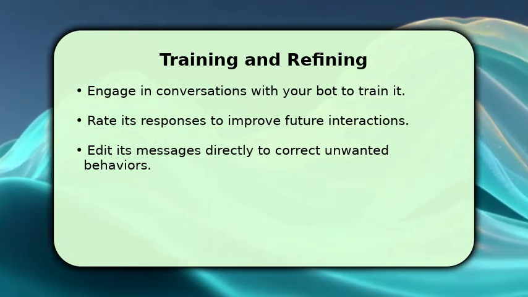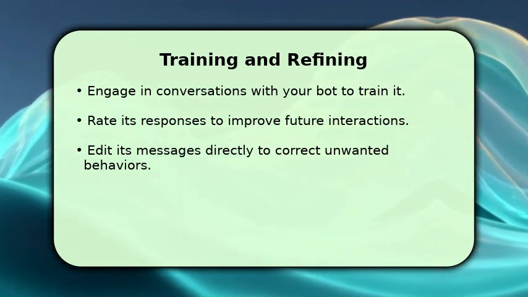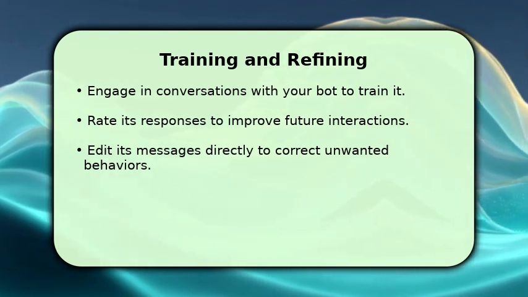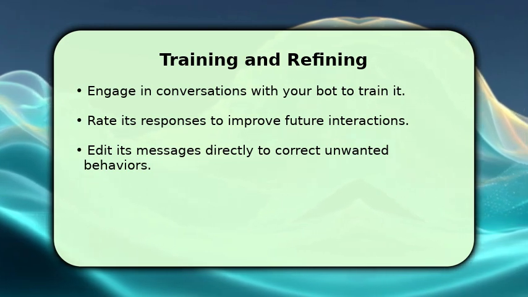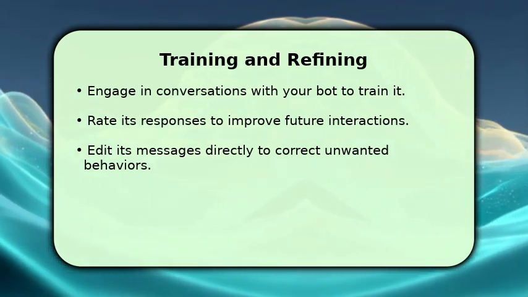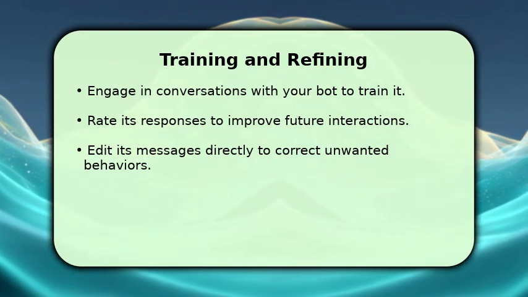If a response is particularly good or bad, use the rating system to provide feedback. For specific corrections, you can even edit your bot's messages directly. This hands-on approach helps the AI learn and adapt, making your bot more aligned with your vision over time.